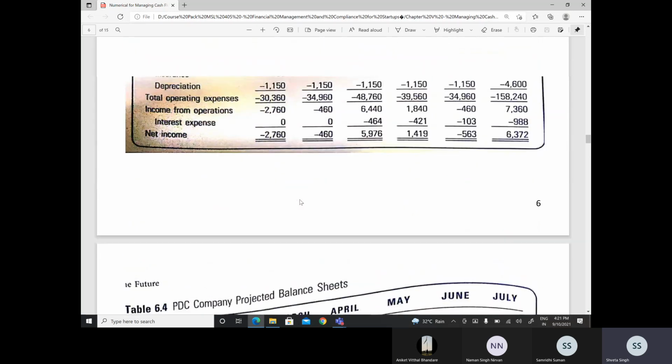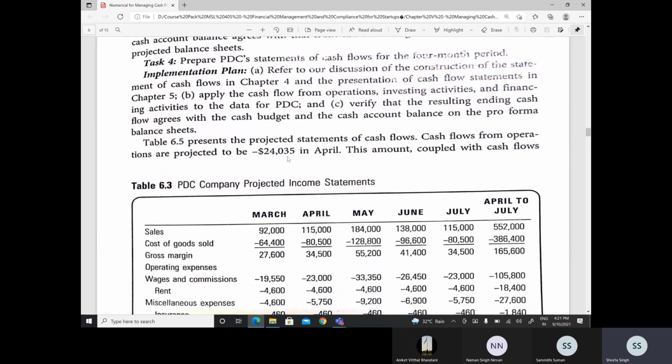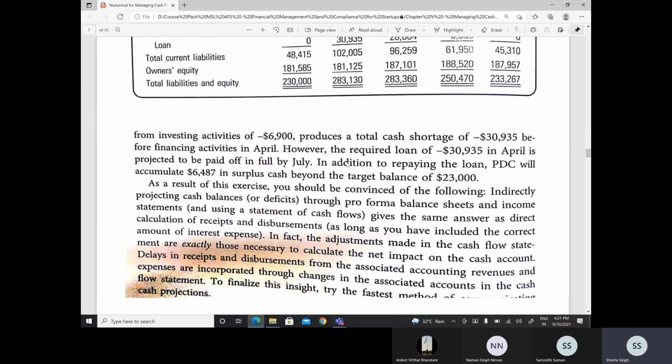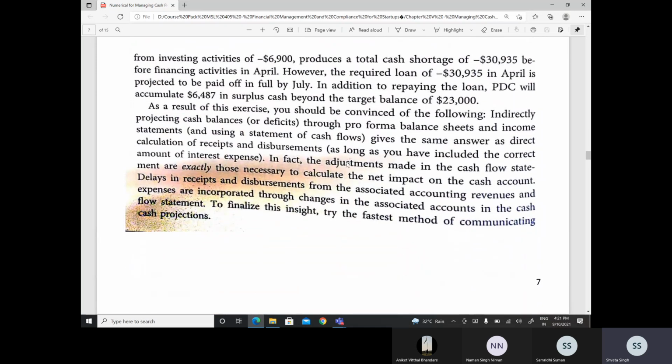So initially when we started off, we had an operating cash outflow of 24,035 in April. And this amount was coupled with cash flows from investing activities of 6,900, basically the purchase of the truck, which produced a total cash shortage of 30,935 before financing activities in April. However, the required loan of 30,935 in April is projected to be paid off in full by July. In addition to repaying the loan, PDC will accumulate $6,487 in surplus cash beyond the target balance of $23,000.